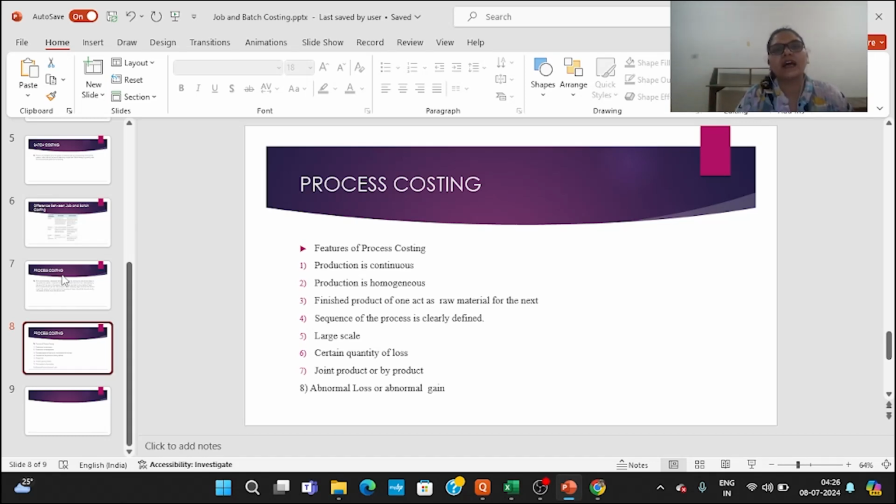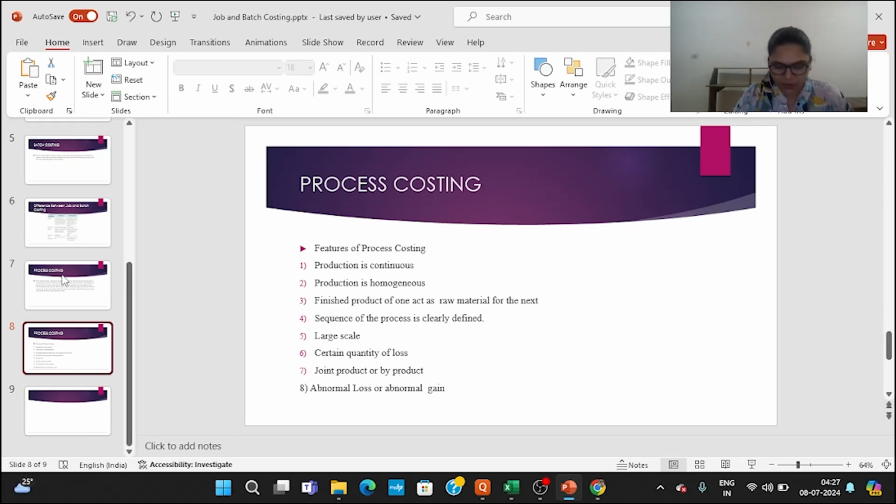This means if one has to produce a car, the sequence will be pre-decided: in which process the spare parts will be fixed, in which process the seats will be assembled, in which process the body will be put on the entire assembled part, in which process there will be covering, in which process there will be washing, and finally showroom delivery. So this is where the sequence of processes is clearly defined in case of process costing. Large scale: production is done on a large scale in case of process costing.